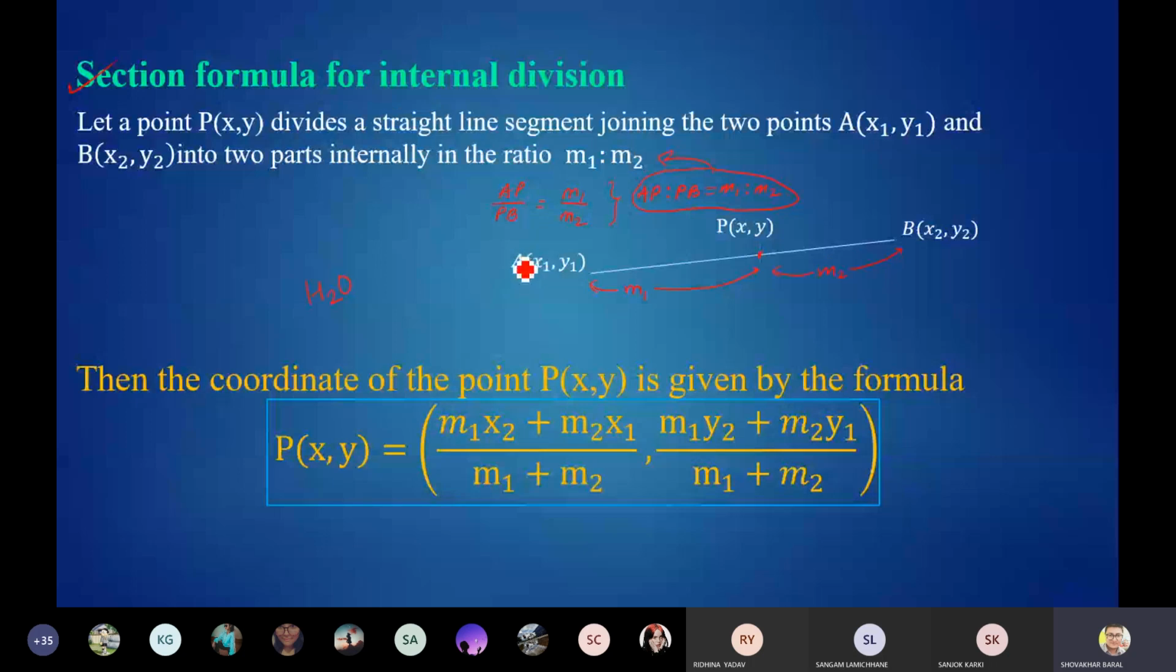Internal division भनेको कुनै एउटा लाइन सेगमेन्टलाई बीचमा भएको पोइन्टले डिवाइड गरेको छ, in the ratio m1:m2. See, it is m1:m2 and the formula is m1 x2 plus m2 x1 divided by m1 plus m2, comma m1 y2 plus m2 y1 divided by m1 plus m2.